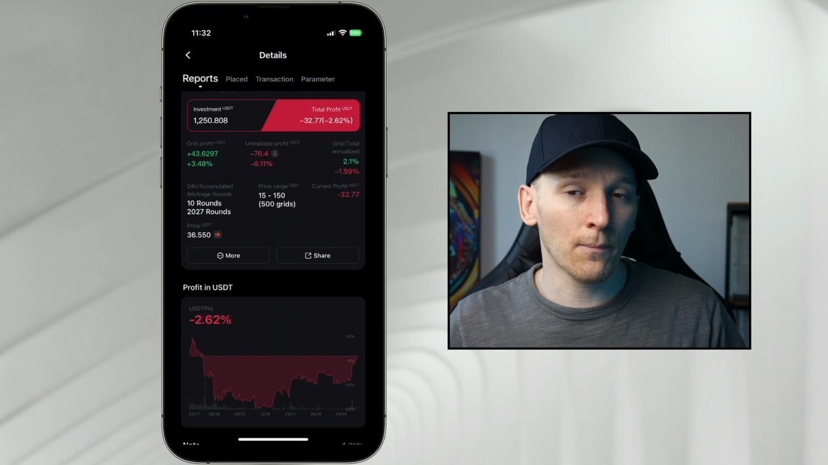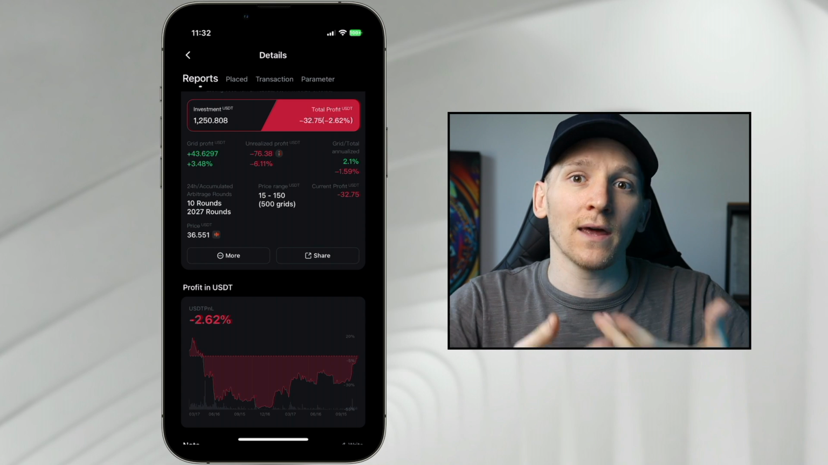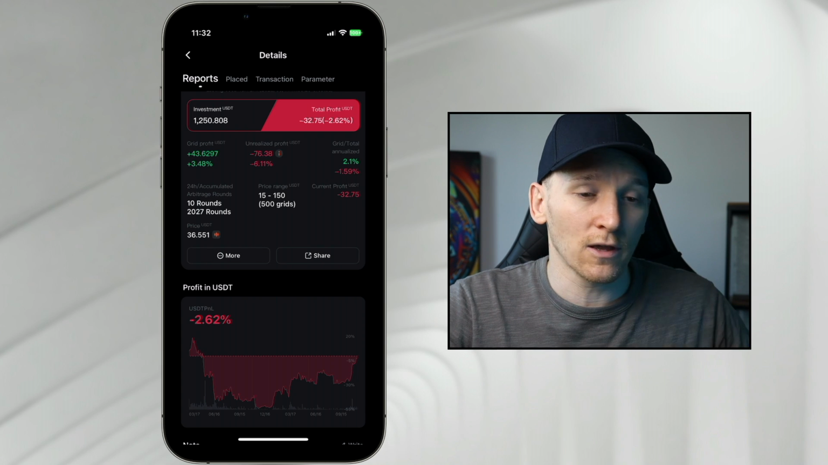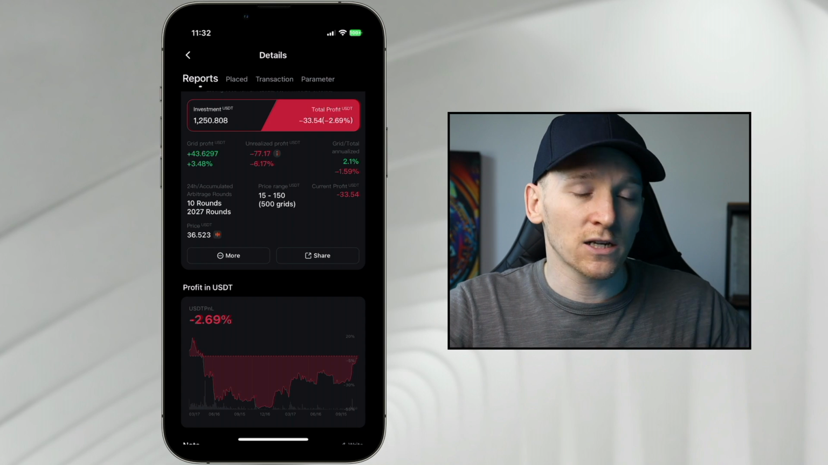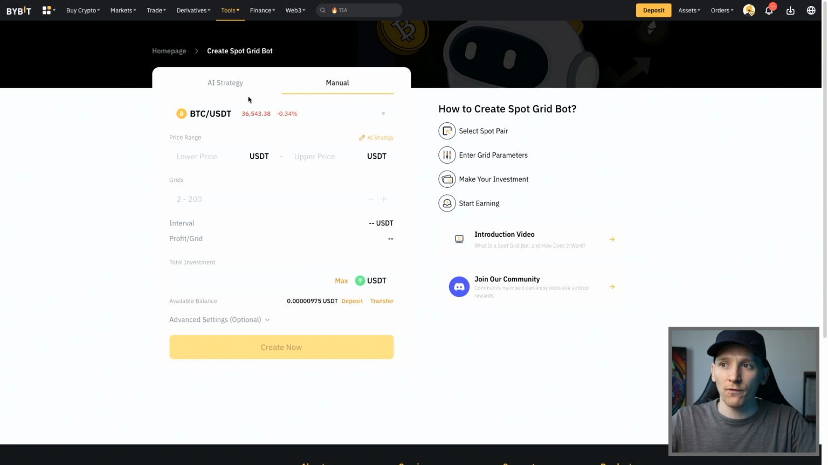So what I can do at that point, if I want to just buy and hold the crypto, is stop the bot, take all of the dollars out, and then actually just take another position, either with another bot, or I can change the parameters and anything like that. So very similar on Bybit. We can do that here in the AI strategy or the manual strategy. AI strategy is where you just let the bot do its thing and put all of the parameters in, or you can manually set this up yourself right here.